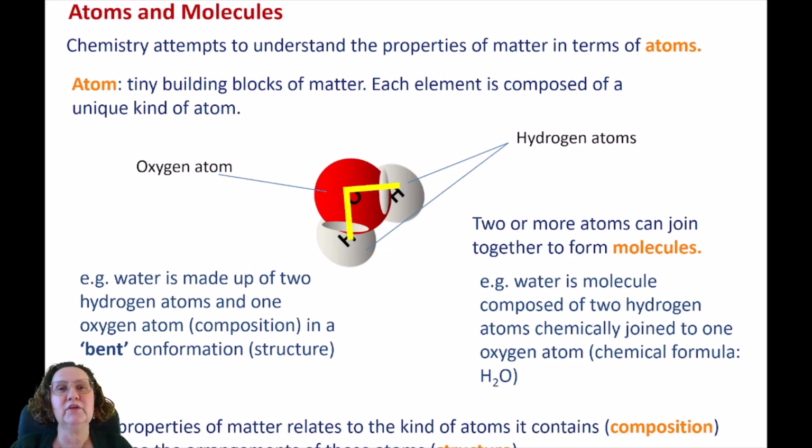We chemists try to understand the properties of matter in terms of the atoms that make up that matter. So an atom is a tiny building block of matter, and each element is a unique kind of atom, and we will talk a little bit later of how we distinguish one element from another. So for example, I've got here a compound called water, which is composed of 2 hydrogen atoms attached to one oxygen atom.